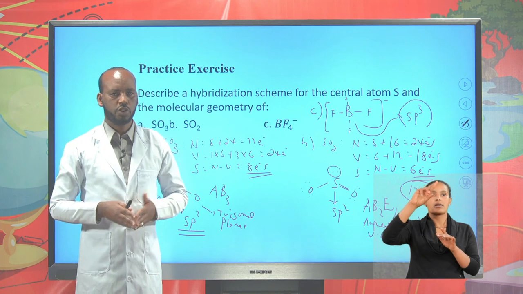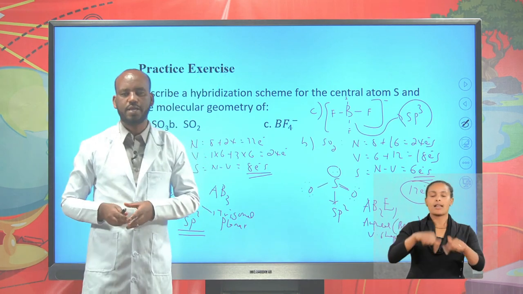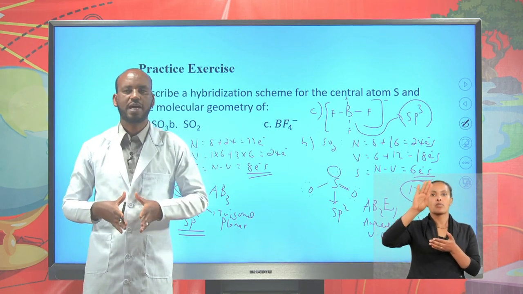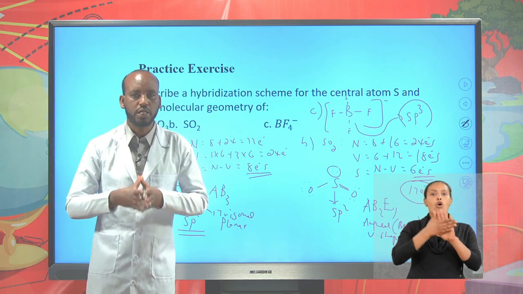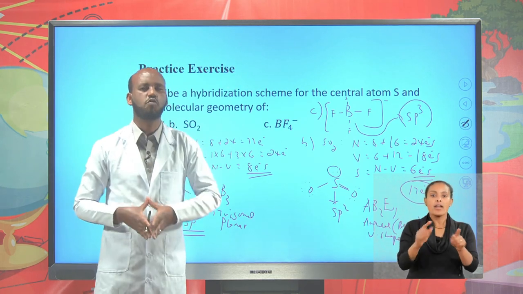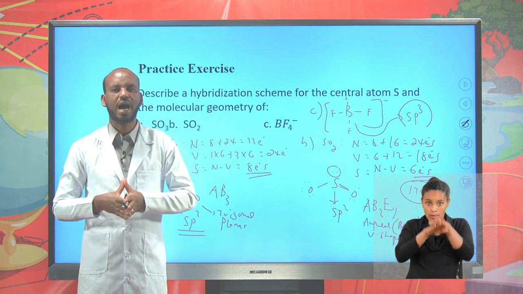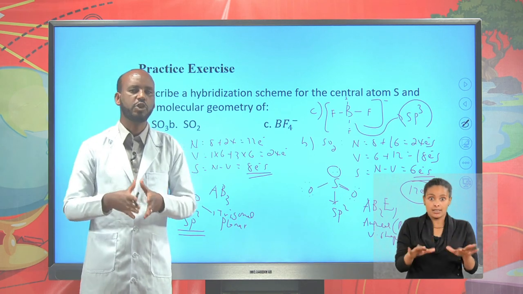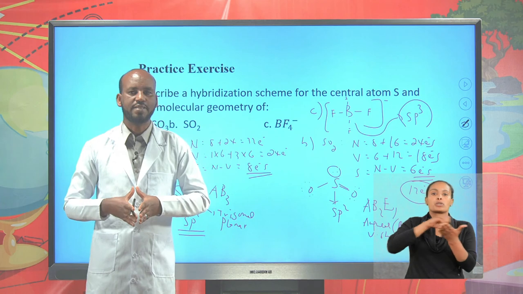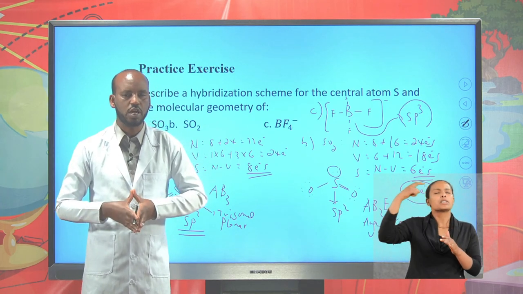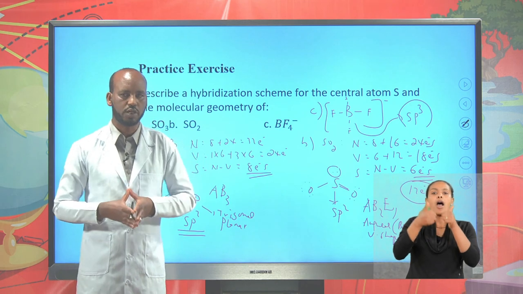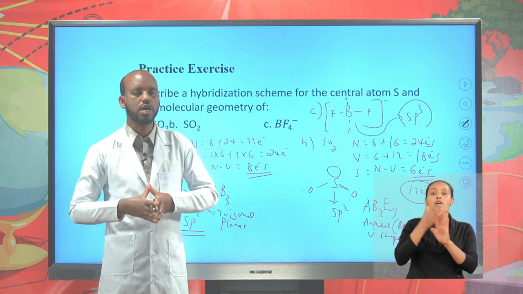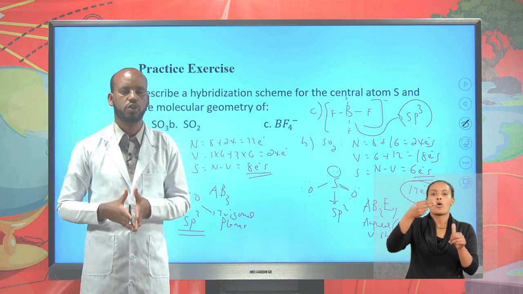Good. Students, in our today's lesson, we learned valence bond theory. According to valence bond theory, a covalent bond is formed when a half-filled orbital of one atom overlaps with a half-filled orbital of another atom. We discussed hybridization of atomic orbitals. Hybridization is an imaginary mixing process in which orbitals of an atom rearrange themselves to form new hybrid orbitals. The number of hybrid orbitals equals the number of atomic orbitals mixed.